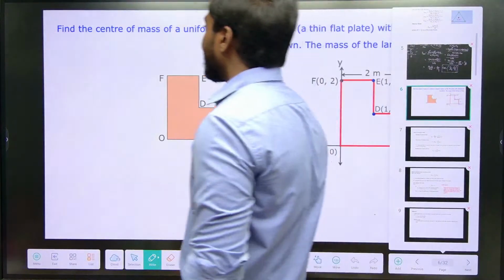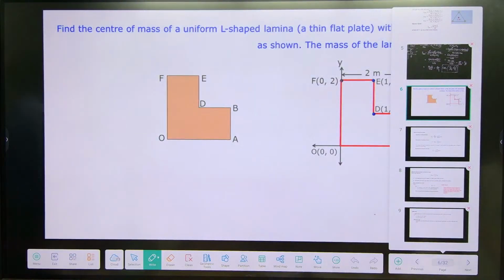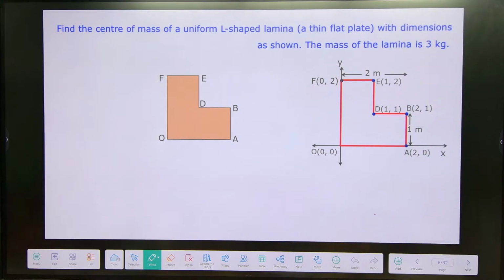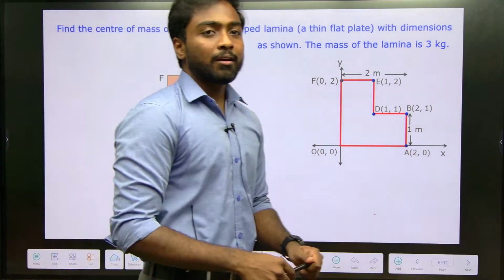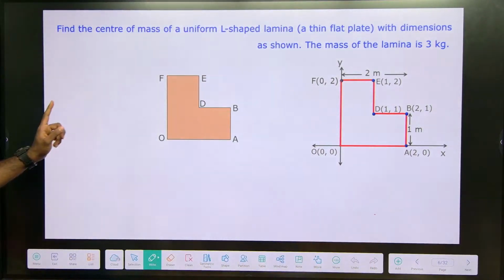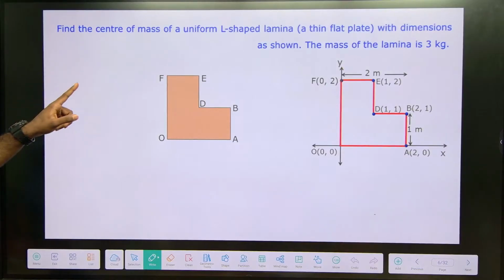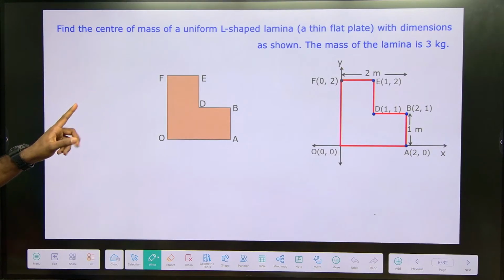Write down the next question. This is a homework question. See, listen here. In this question they are asking to find the center of mass of the uniform L-shaped lamina with the dimensions as shown in the given figure.